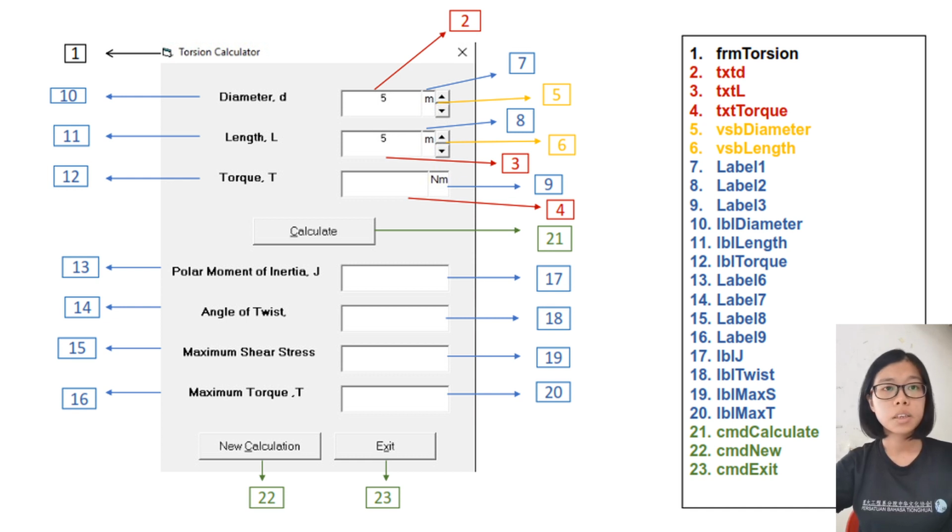The last one is our command buttons, which are numbers 21, 22, and 23, with the names CMD Calculate, CMD New, and CMD Exit, for calculate, new calculation and exit respectively.